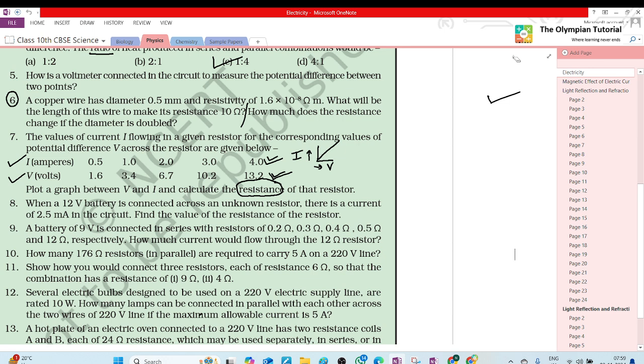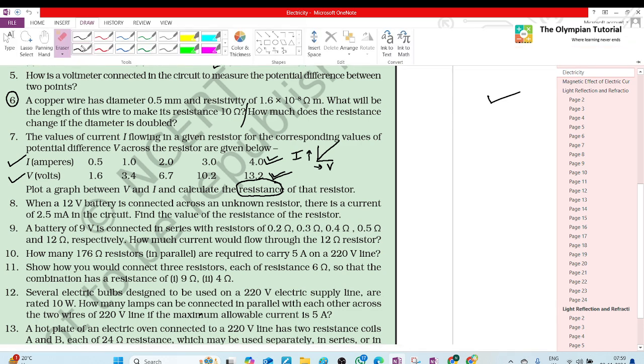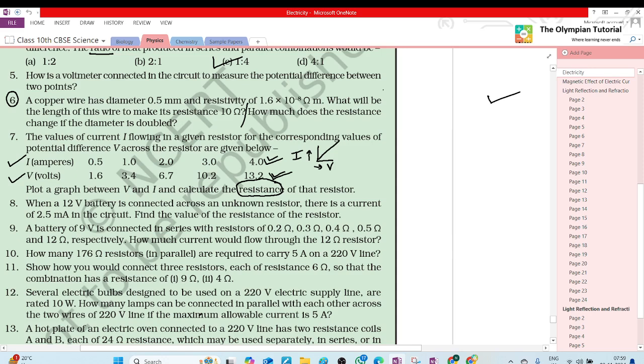Ma'am, V is given. Very good. Ma'am, resistor is 12. All are connected in parallel. No beta, not parallel, in series. Ma'am, my device switched off. That's why. No problem.